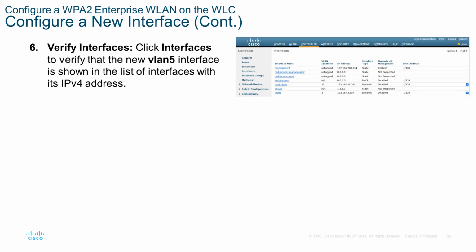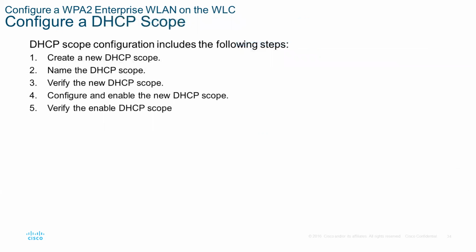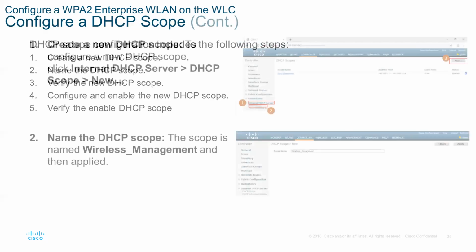So now if we go under the interface menu, under controller, we should now see VLAN 5. Now if you look up, we have a user wireless LAN which is on VLAN 10 with its own set of addresses. We now need to configure our scope for our DHCP server. So let's go through the steps here.